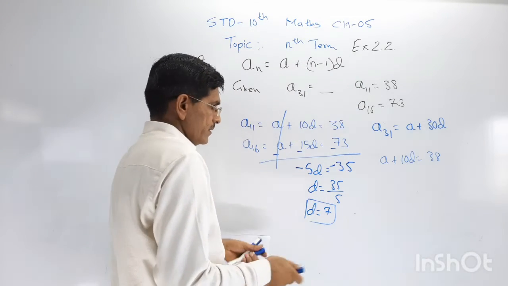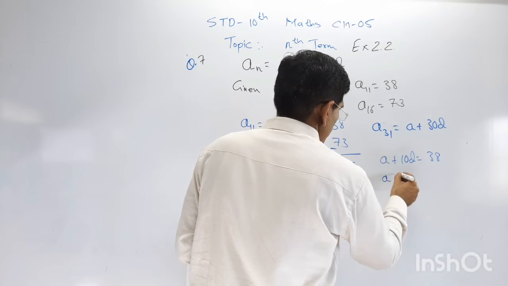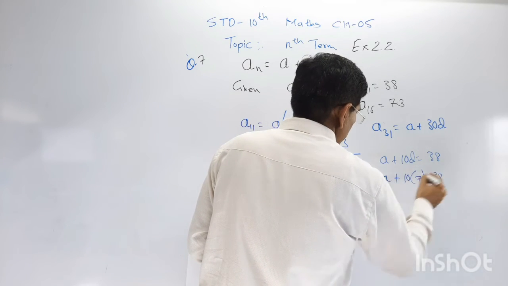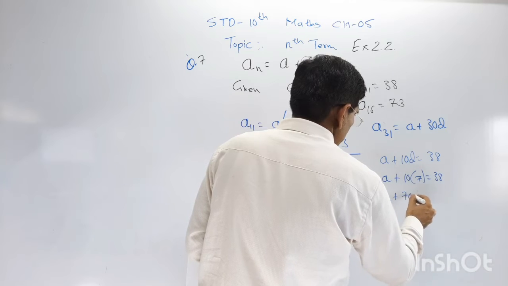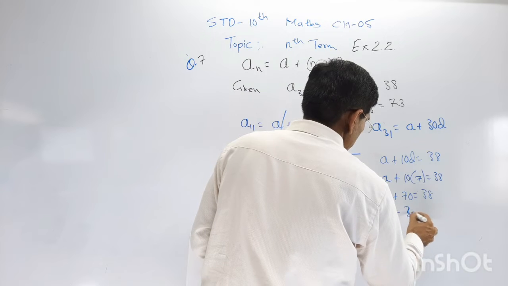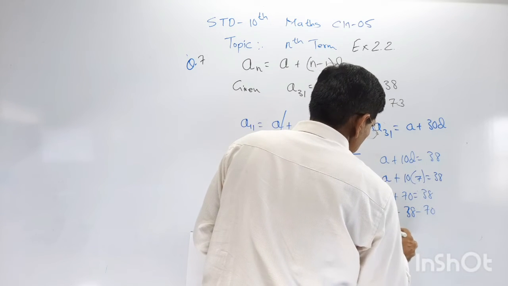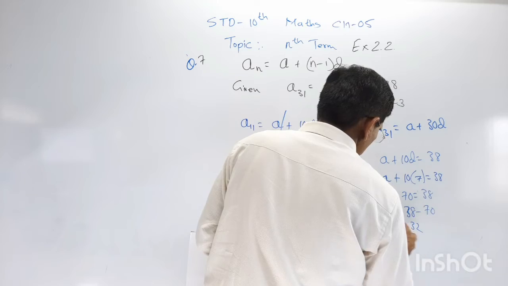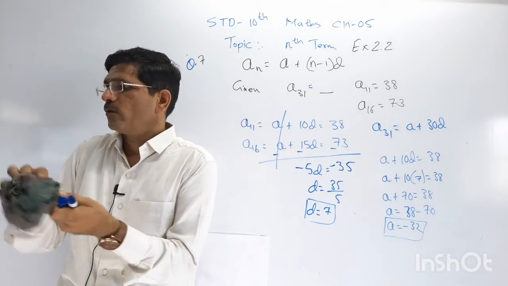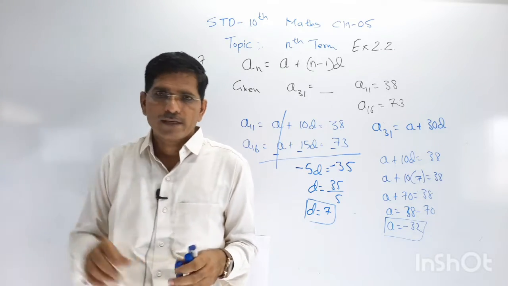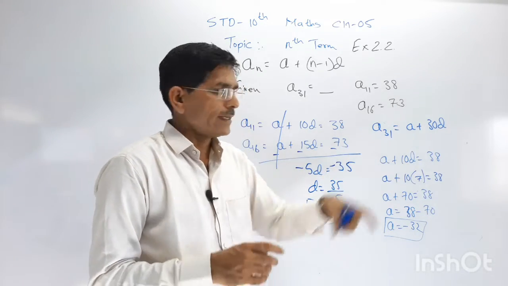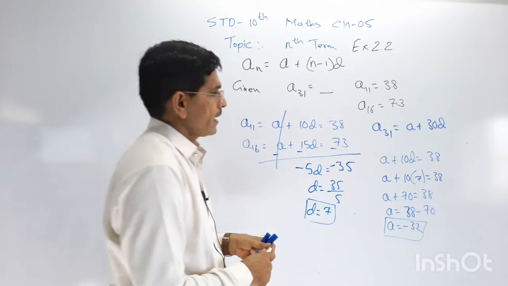Now what is A? That I have to find out. D is already 7, so A plus 70 is equal to 38. A is equal to 38 minus 70, that is minus 32. So A is equal to minus 32 and D is equal to 7. Now I have to put it here to get my answer.